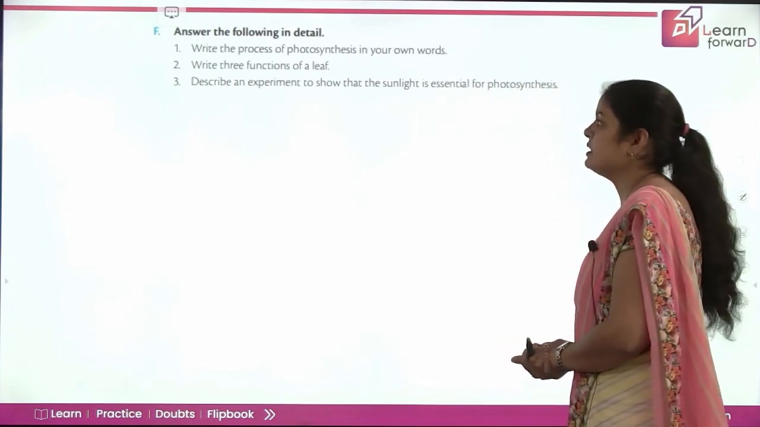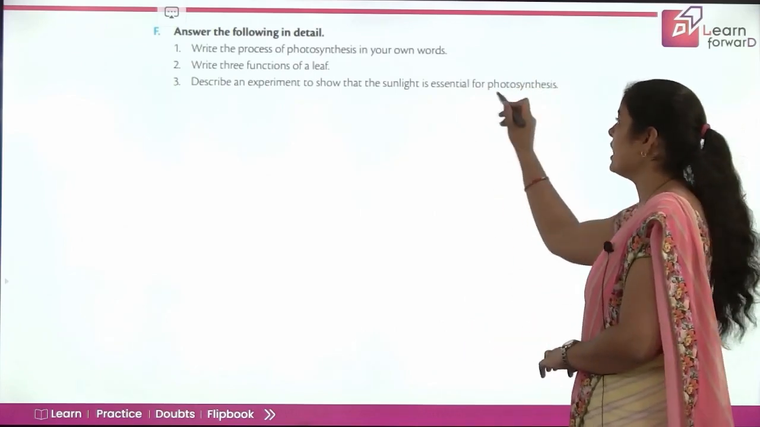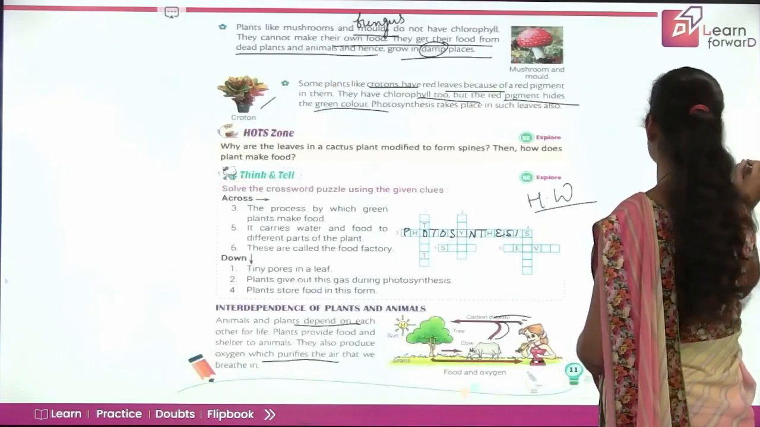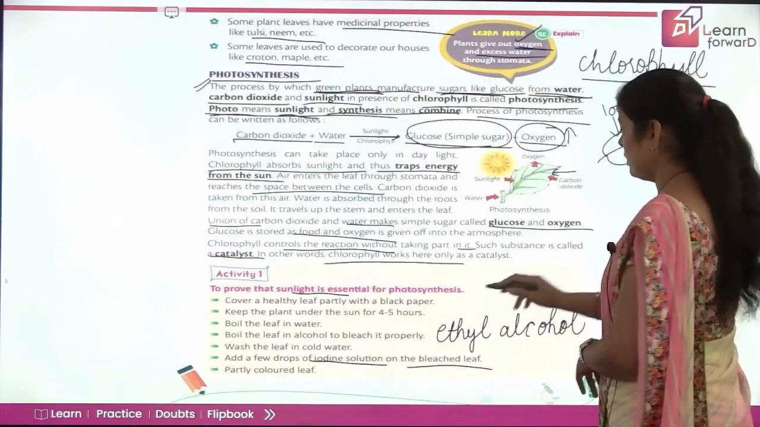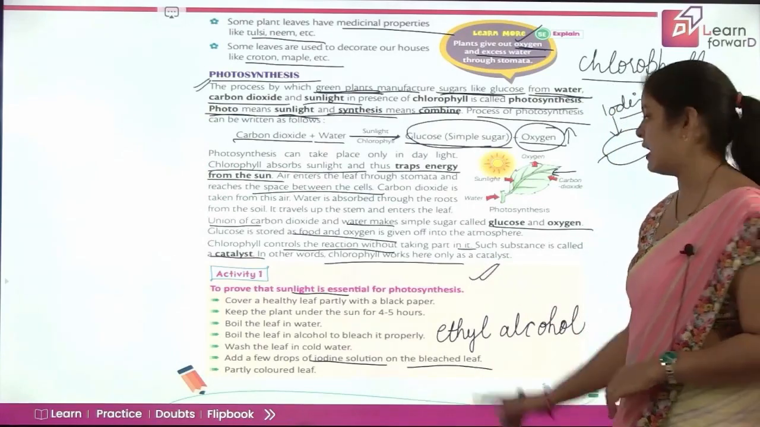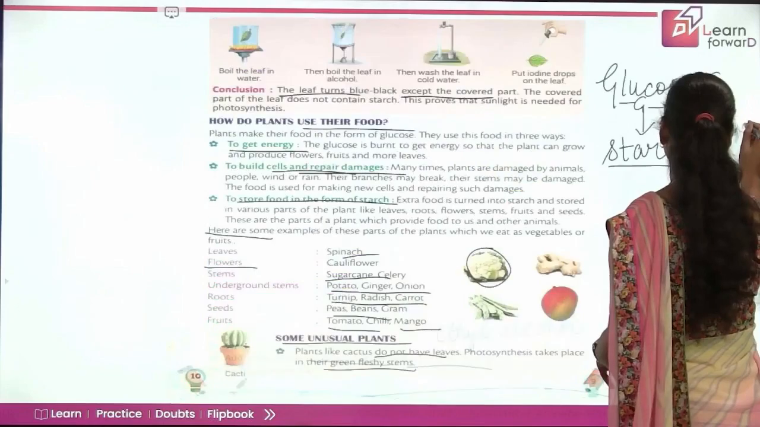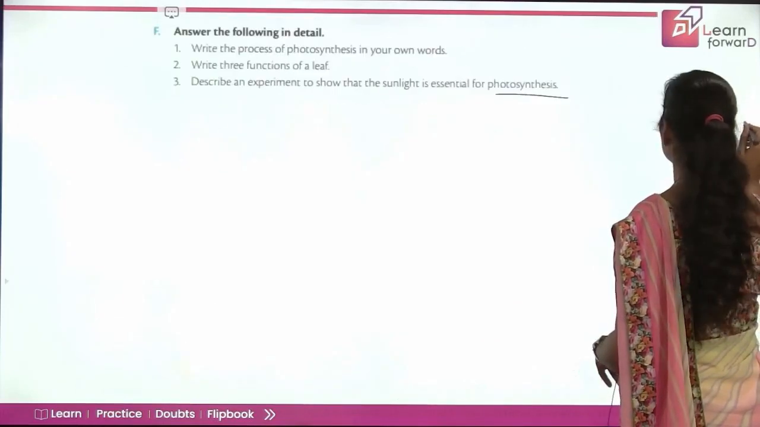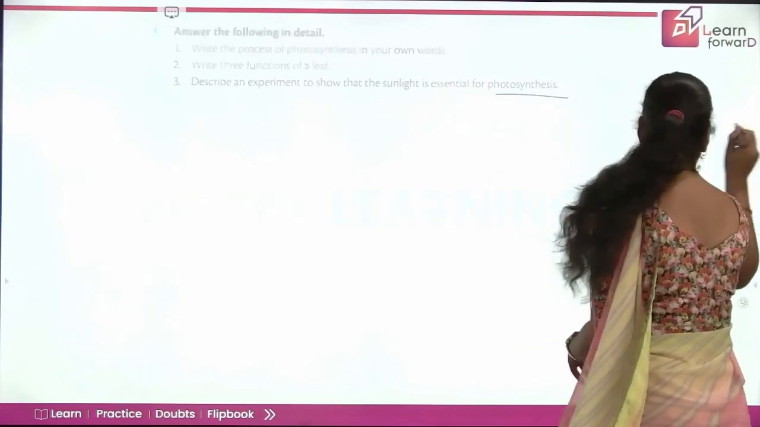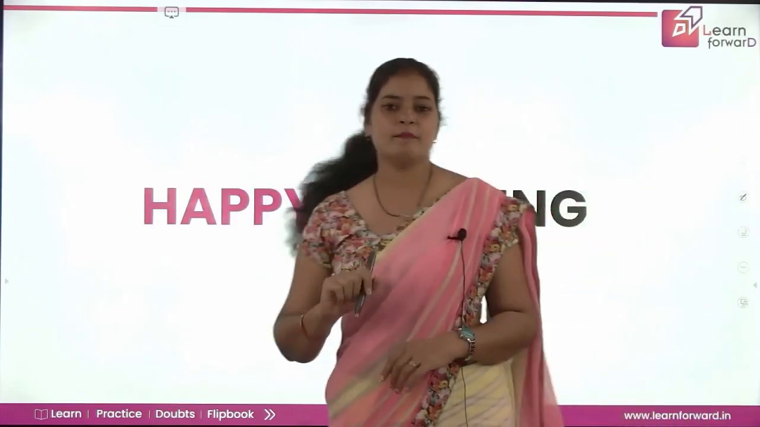Now describe an experiment to show that sunlight is essential. Again this you have to do from the book. I am showing you again the same page where this activity has been jotted down. This one. Okay. So you have to write one experiment which shows that photosynthesis requires sunlight. Fine. So this is the end of the chapter and this is happy learning.